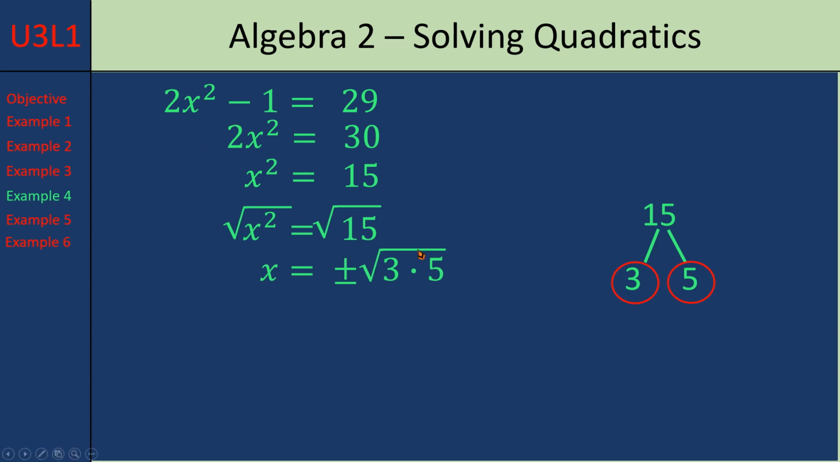Now here, the difference is there are no twins, right? You don't have a pair of the same numbers, so you can't take anything out. So you just leave them inside, you multiply them back. It's just positive and negative square root of 15.